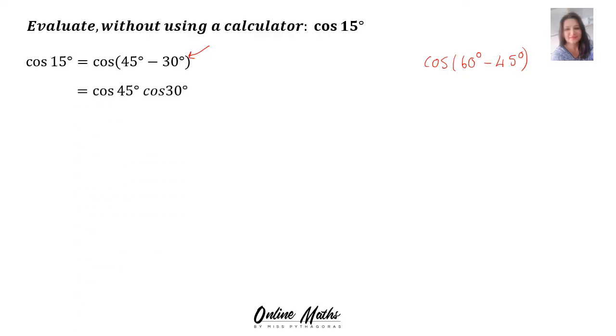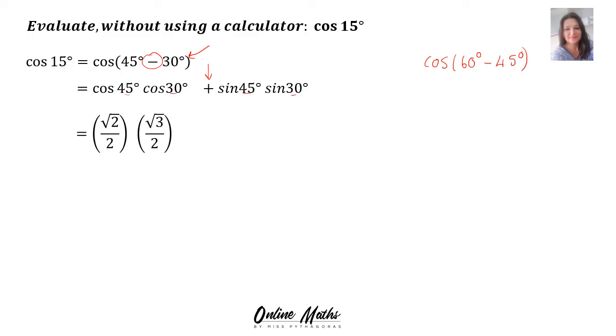So you can write it as cos, cos, sin, sin. And remember, the angles are 45, 30, 45, 30. When this is a minus, this is a plus. So you used your compound angles, and now you're back in grade 11, where cos 45 is root 2 over 2, cos 30 is root 3 over 2, plus sin 45 is root 2 over 2, and sin 30 is a half. And then you can just complete your sum.